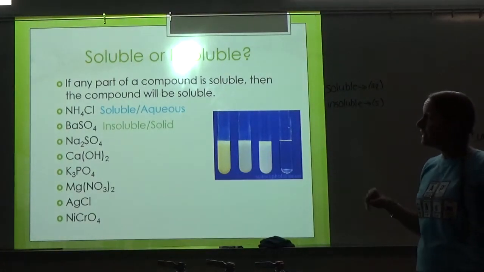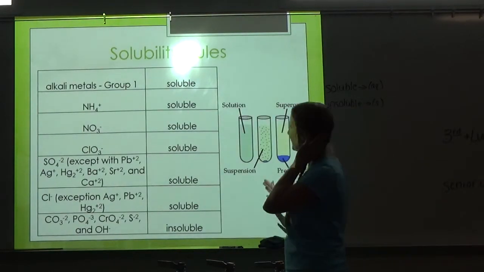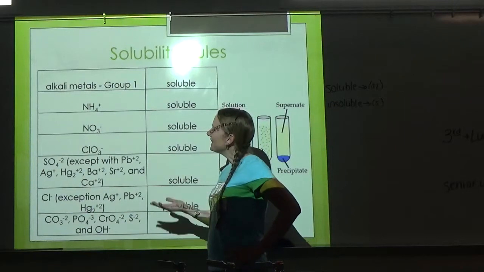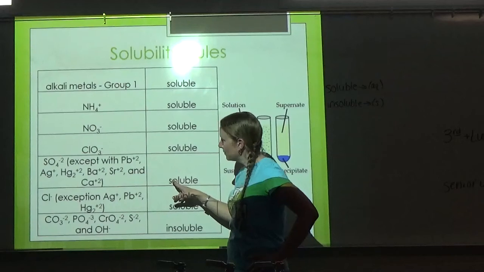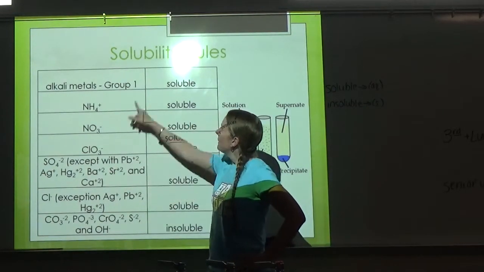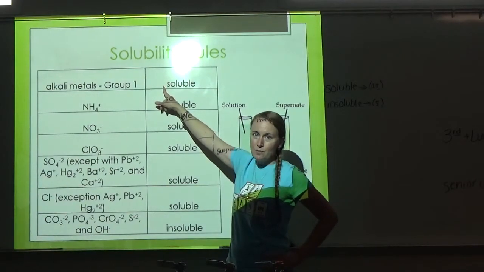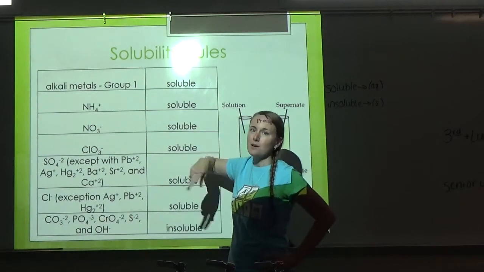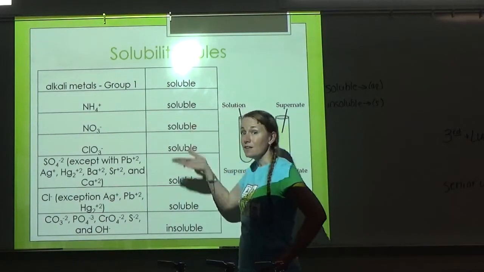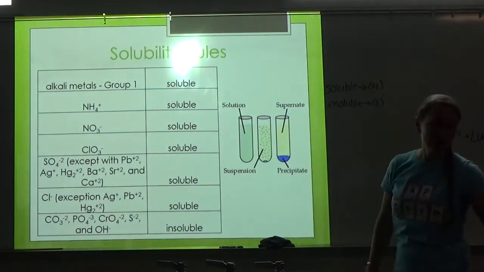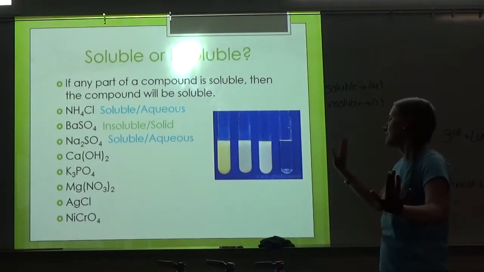Our next one, Na2SO4. I'm just going to click back this last time. SO4 is normally soluble. Na is not an exception. But the thing that people always forget is the group 1 alkali metals are soluble. So like lithium, sodium, potassium, those are all soluble. The fact that it starts with Na shows me that it's soluble before I even look at SO4. We're not going to click back anymore though.